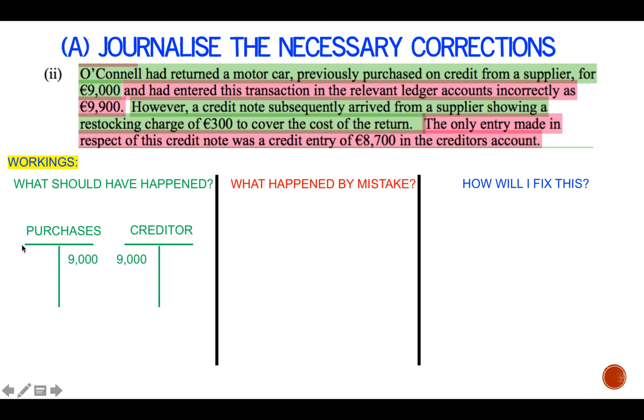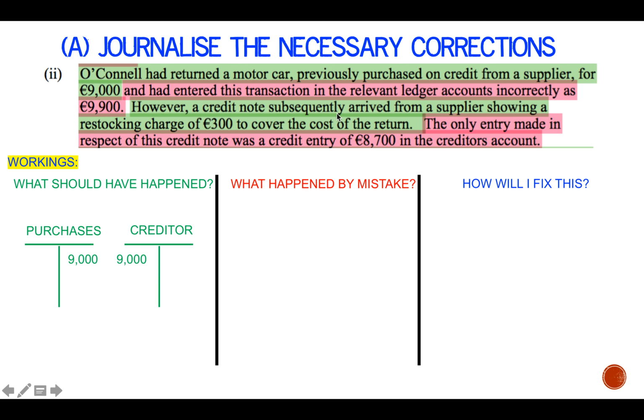So when we purchase goods, we debit the purchases account. When we have purchase returns, we credit 9,000 there. Creditor: when we buy goods on credit from them, we credit, and when we return goods to them, then we would debit the creditor account there. So that's the first sentence.